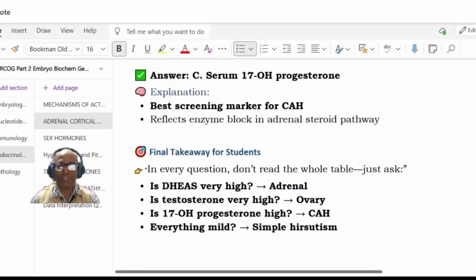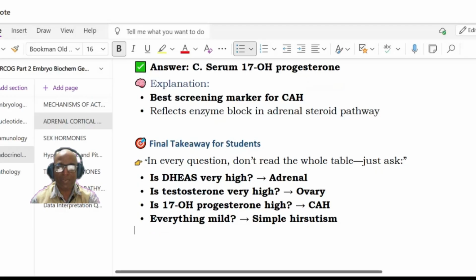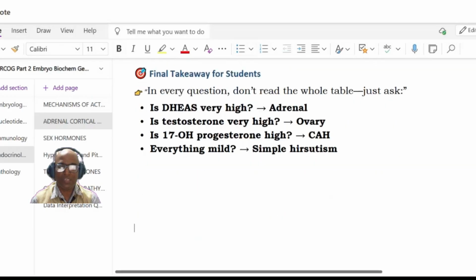So in every question, don't read the whole table, just look at what is increased. If DHEAS levels are very high, it is suggestive of adrenal source. If testosterone is very high, that is suggestive of ovary. If 17-hydroxyprogesterone is high, congenital adrenal hyperplasia. If everything is mild, it is simple hirsutism. So that finishes the topic of adrenal cortical hormones.